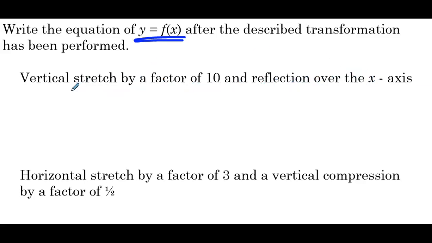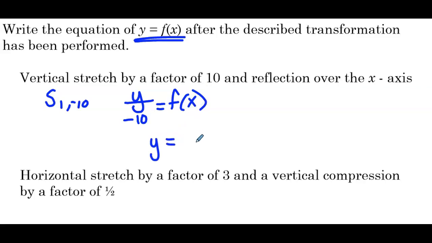Okay, so vertical stretch by a factor of 10 means we're multiplying the y values by 10. And then if we're reflecting over the x-axis, that means we're going to negate the y values. So we'll make that scale factor -10. So in our equation, we're going to divide y by -10, and we're going to divide x by 1. So I can just write x. So in y equals form, we'd have y equals -10 f of x.